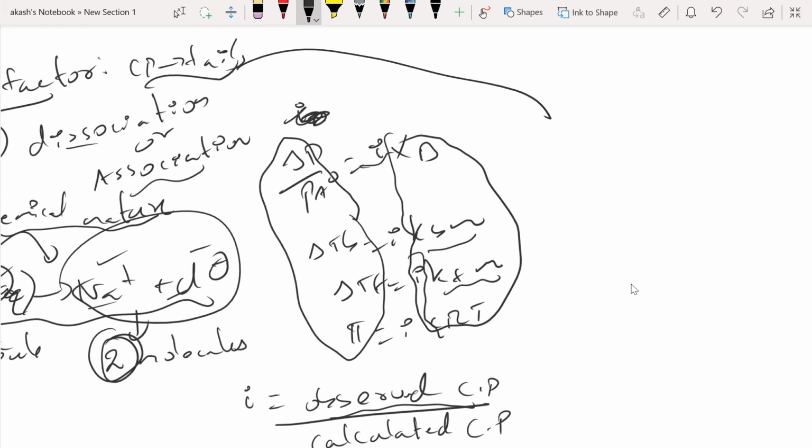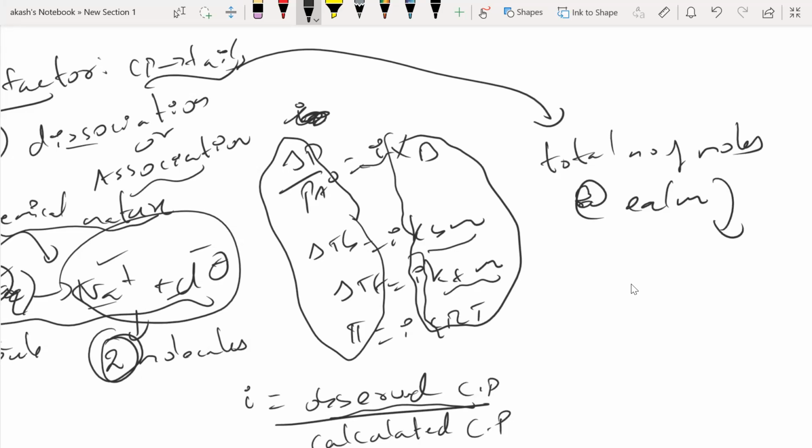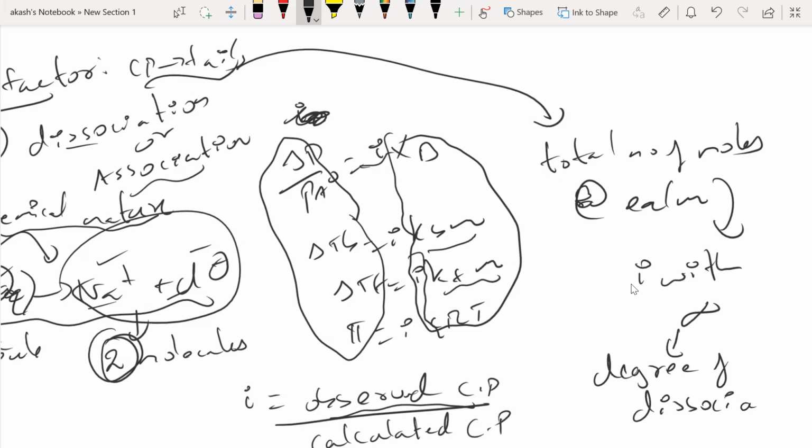Now, for the sake of problem solving, I think we have mentioned this. For the sake of problem solving, we will define the Van't Hoff factor as total number of moles at equilibrium. It is also defined as total number of moles at equilibrium. Now, this is going to be helpful for connecting i with alpha. Alpha, I know, is your degree of dissociation, or association for that matter, it depends on the compound, right?